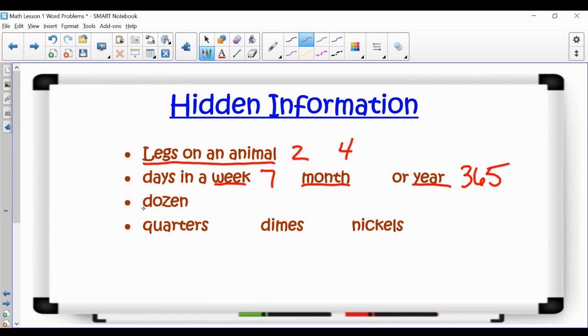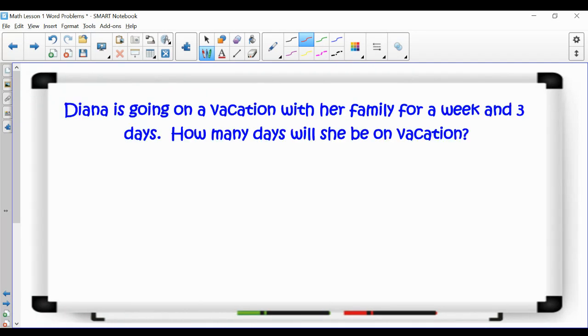A lot of times we see word problems with the word dozen. How many is a dozen? That's correct, 12 is a dozen. And sometimes word problems will talk about money. They may talk about quarters, dimes, nickels, pennies, etc. You need to know the value of coins so that you can solve the problem. Okay, let's look at a word problem with some hidden information.